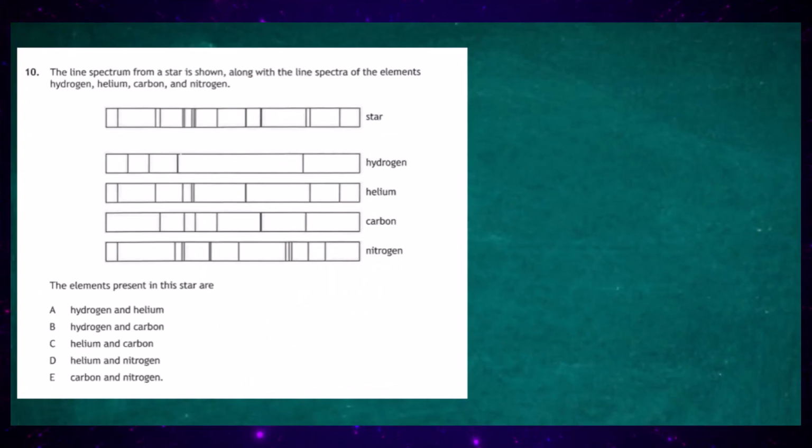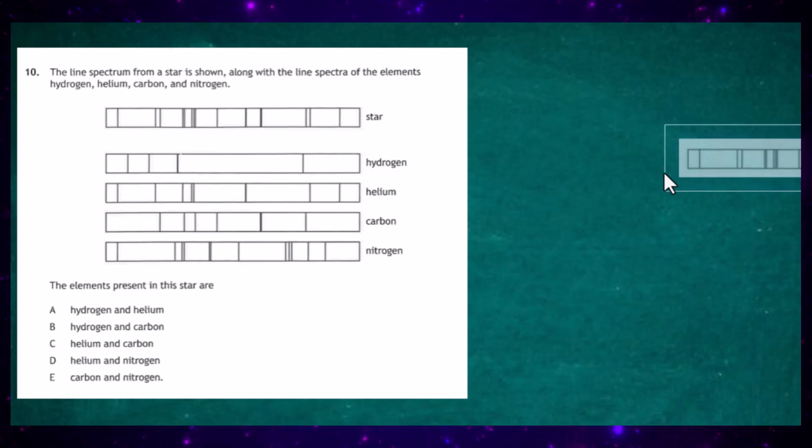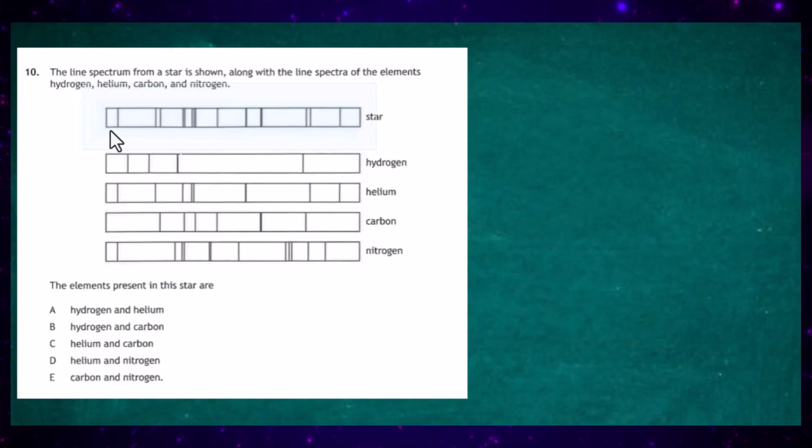Question 10. The line spectrum from a star is shown along with the line spectra of the elements hydrogen, helium, carbon and nitrogen. And we're asked to decide which elements are present in this star, and we're given the 5 responses there. So there's going to be 2 of those elements definitely in that star. Now you can do that with a ruler on a piece of paper. You can just match up the lines. I've got this kind of transparent star here which matches up the star, and all I have to do now is just match up the lines.